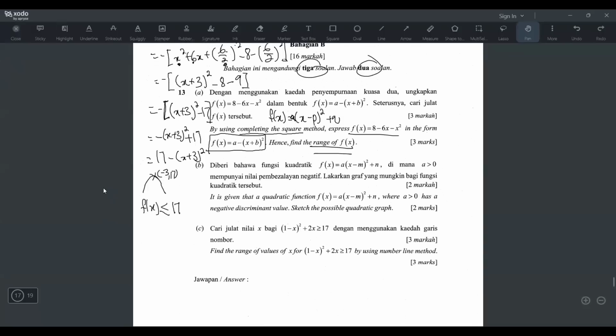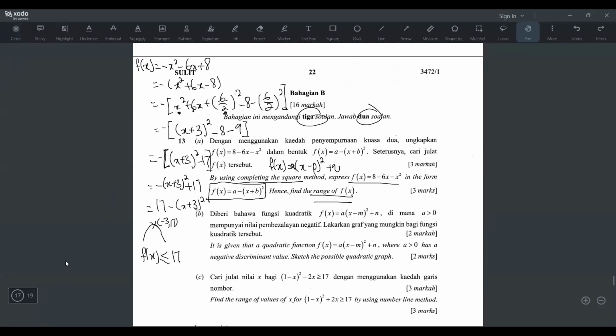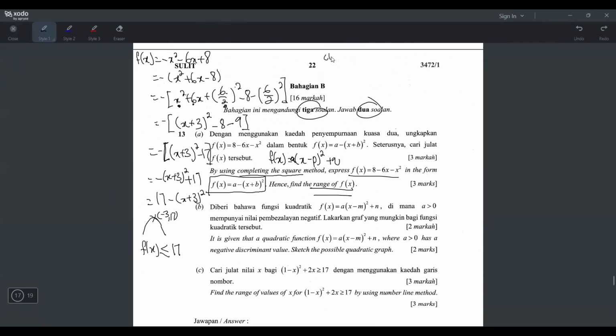So for B, is there enough space if I do it up here? Okay, I think I'll do it up here. It is given that the quadratic function, this one, you see bracket square again, so vertex form confirm. For vertex form, you can usually take out the turning point. Okay, but let's see what they want. Where A is bigger than 0. So A is positive, which means later your shape is like a happy face.